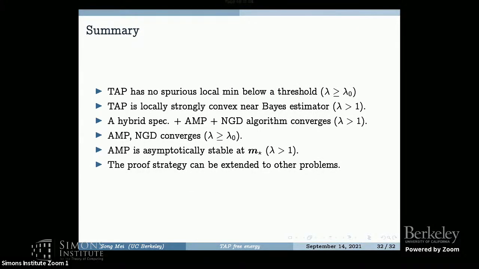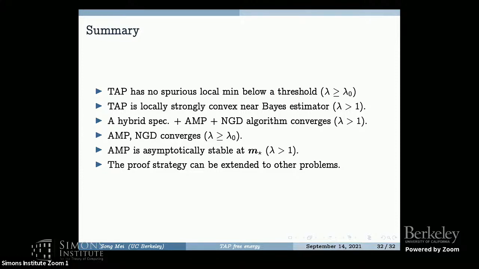Okay, so this is what I could talk about today. So we have the conclusion in the following. Type energy has no sparse local minimum below a threshold when lambda is greater than a big threshold. It's locally strongly convex near the Bayes estimator when lambda is greater than the IT threshold. A hybrid algorithm, spectral AMP and NGD, will converge to M star. And when lambda is greater than lambda 0, both these algorithms will converge. And AMP is asymptotically stable at M star when lambda is greater than 1.